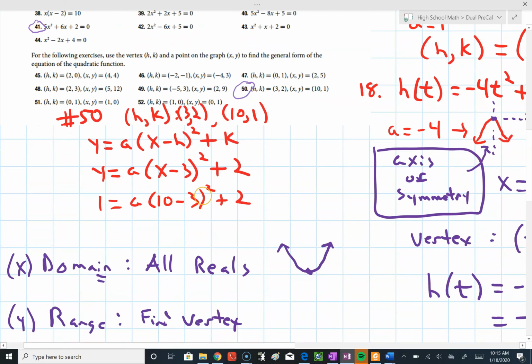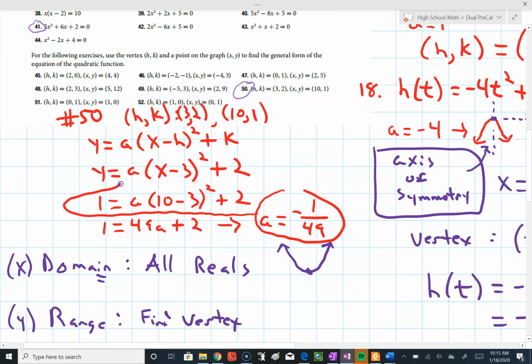So 10 minus 3 is 7. 7 squared is 49. We have 49a plus 2. y is equal to 49a plus 2. Subtracting 2 on both sides and then dividing by 49, a is negative 1 over 49, I believe. We could substitute that right back in here.